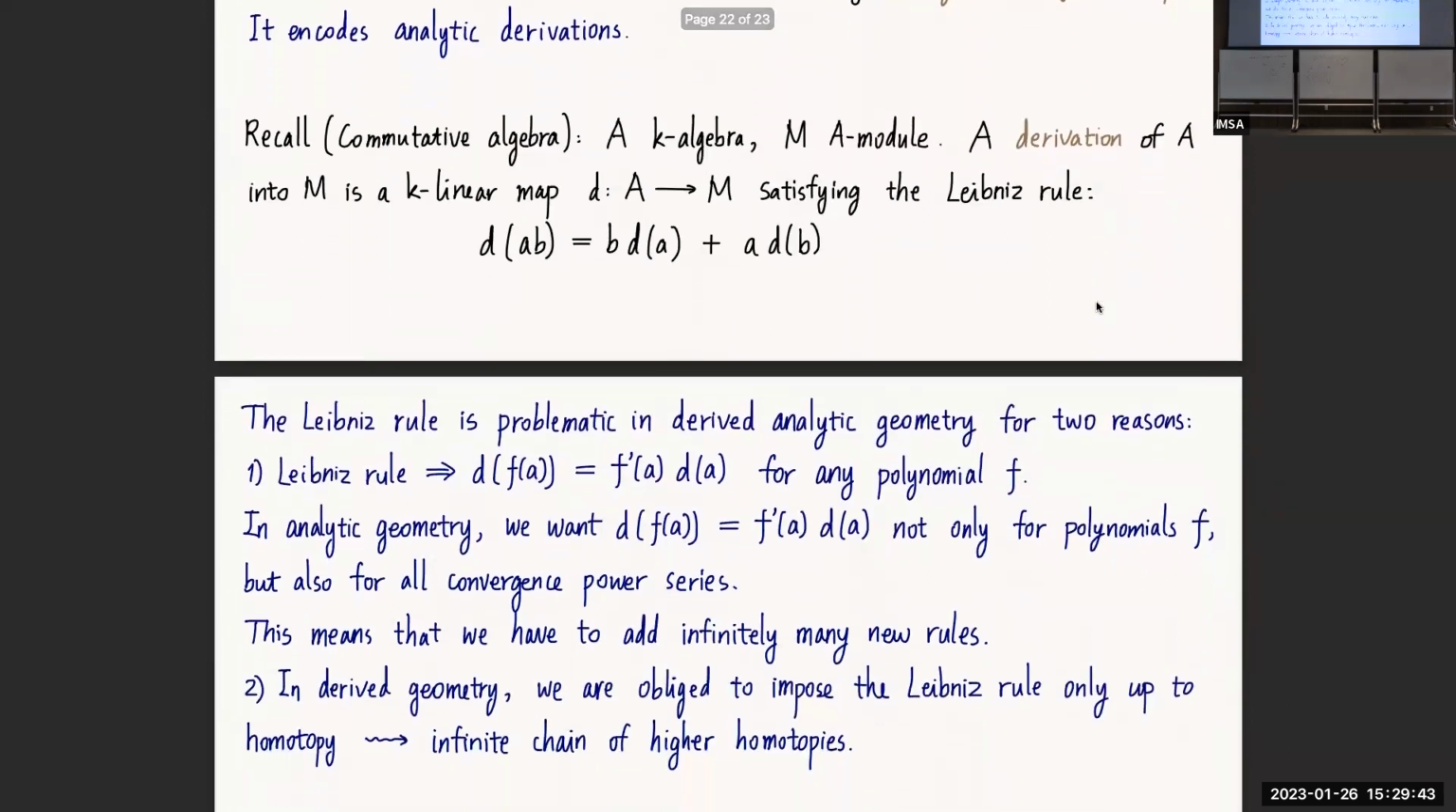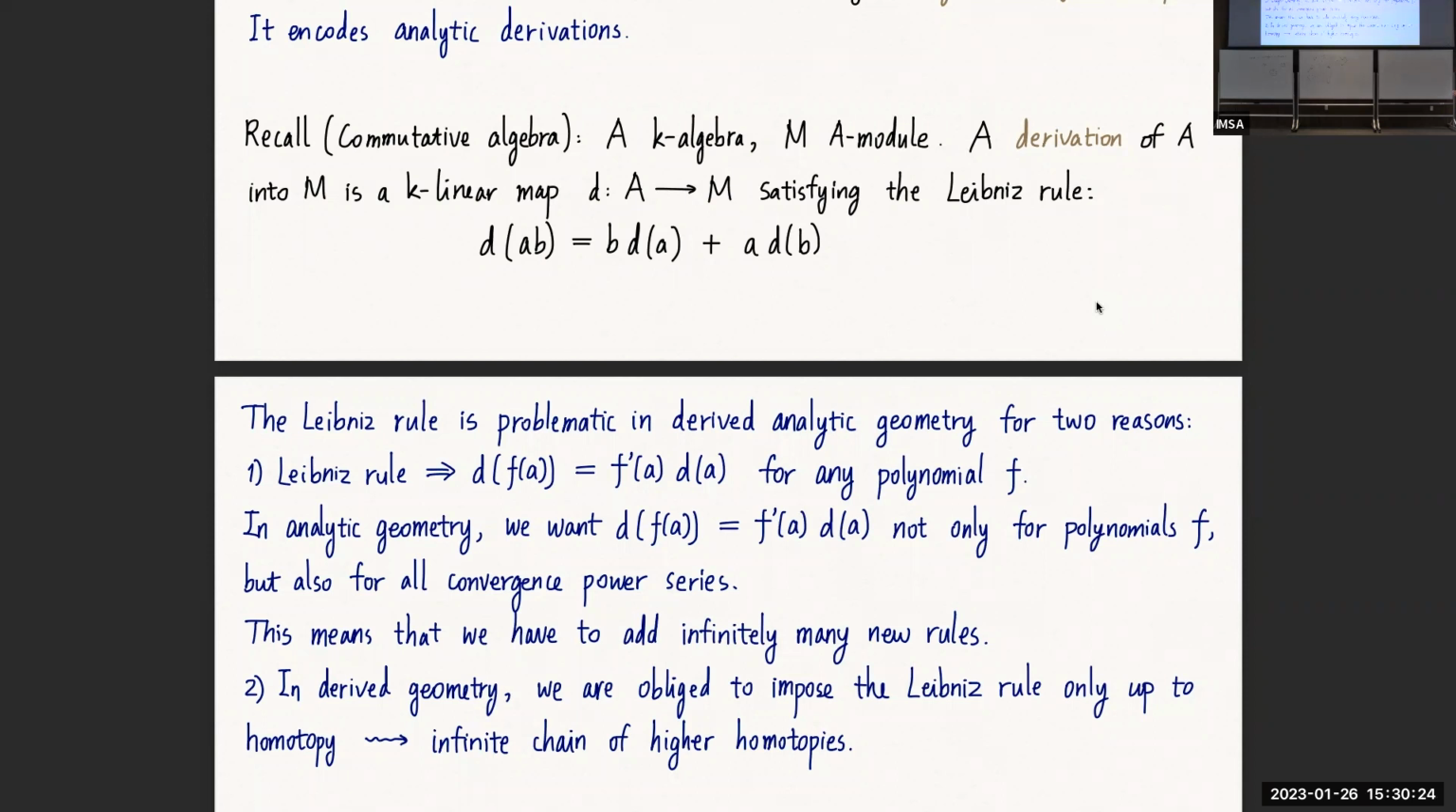But unfortunately, it's not that easy to generalize this to analytic geometry or derived analytic geometry. The Leibniz rule is problematic in derived analytic geometry for two reasons. First, the Leibniz rule implies that for any polynomial f, we have d(f(a)) equal to f'(a) da. And in analytic geometry, we want this equality not just for polynomials, but also for all convergent power series.